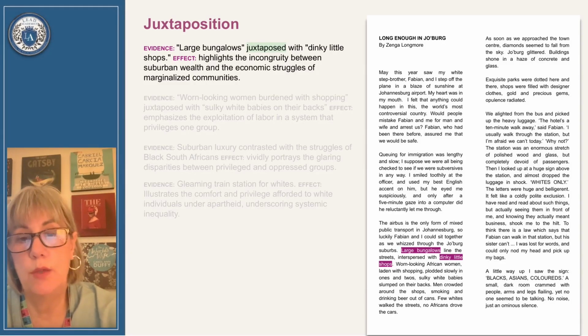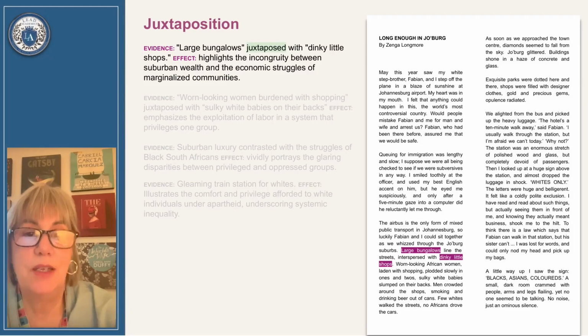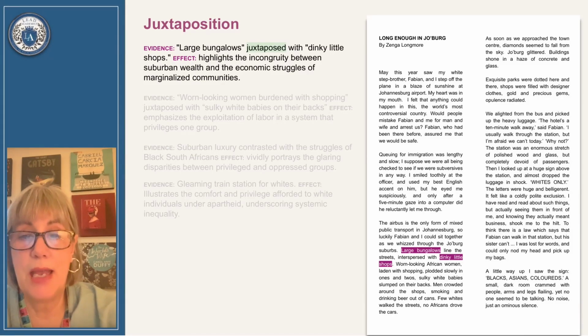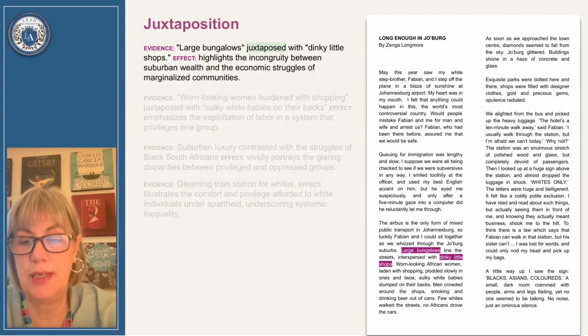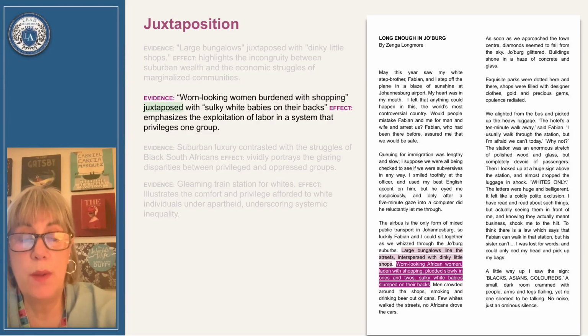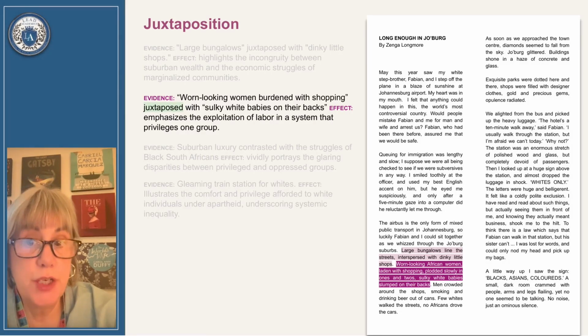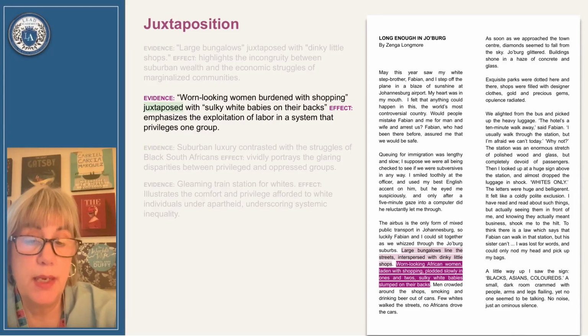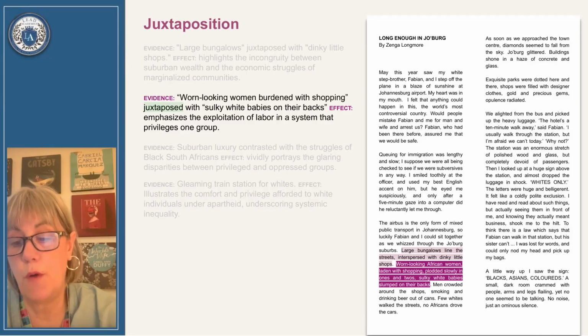Here, the large bungalows are juxtaposed with the dinky little shops to highlight the incongruity between suburban wealth and the economic struggles of marginalized communities in South Africa. In the next example, the worn-looking women burdened with shopping symbolize exhaustion and exploitation. It juxtaposes with the sulky white babies slumped on their backs, representing the beneficiaries of this unequal system and emphasizing the exploitation of labor in a system that privileges one group over another.